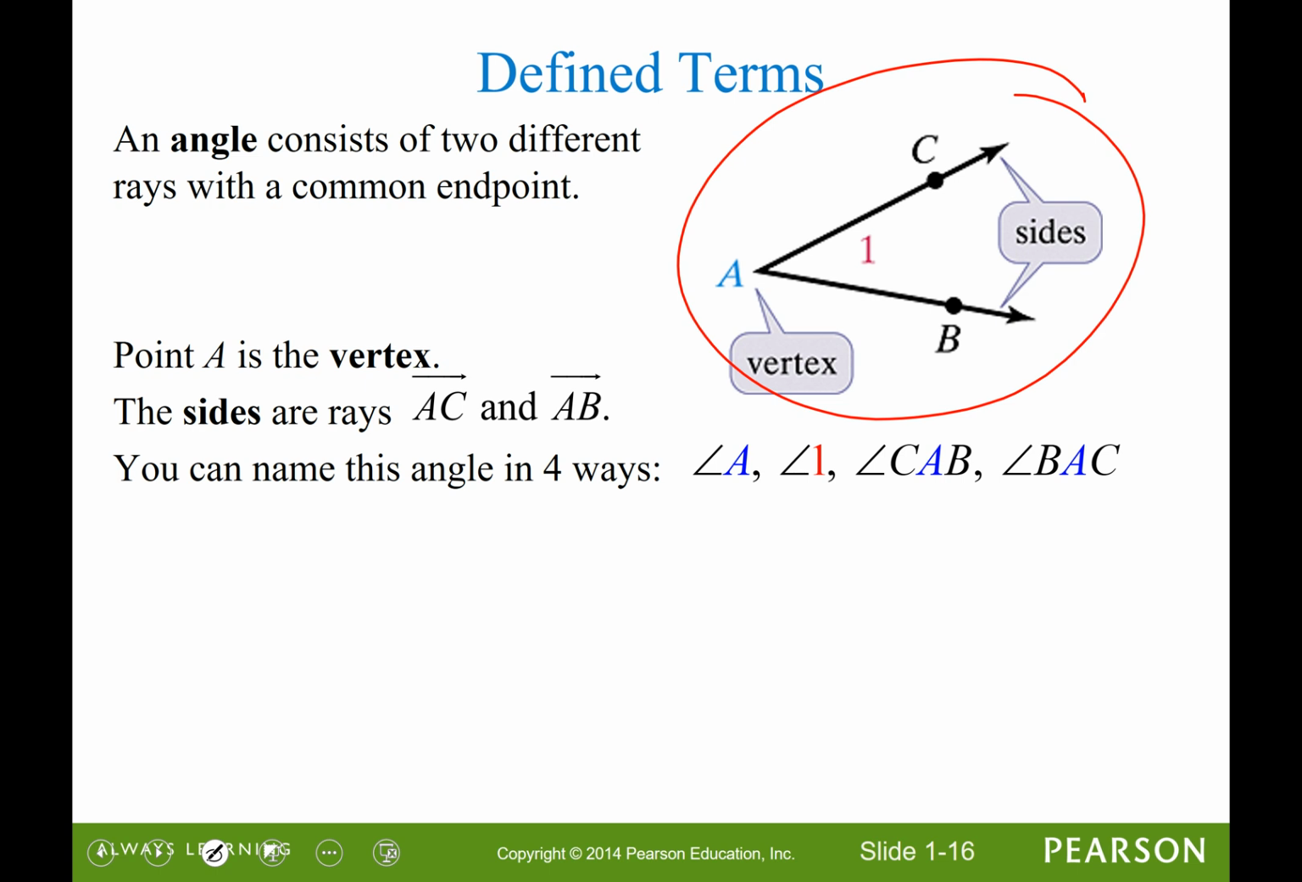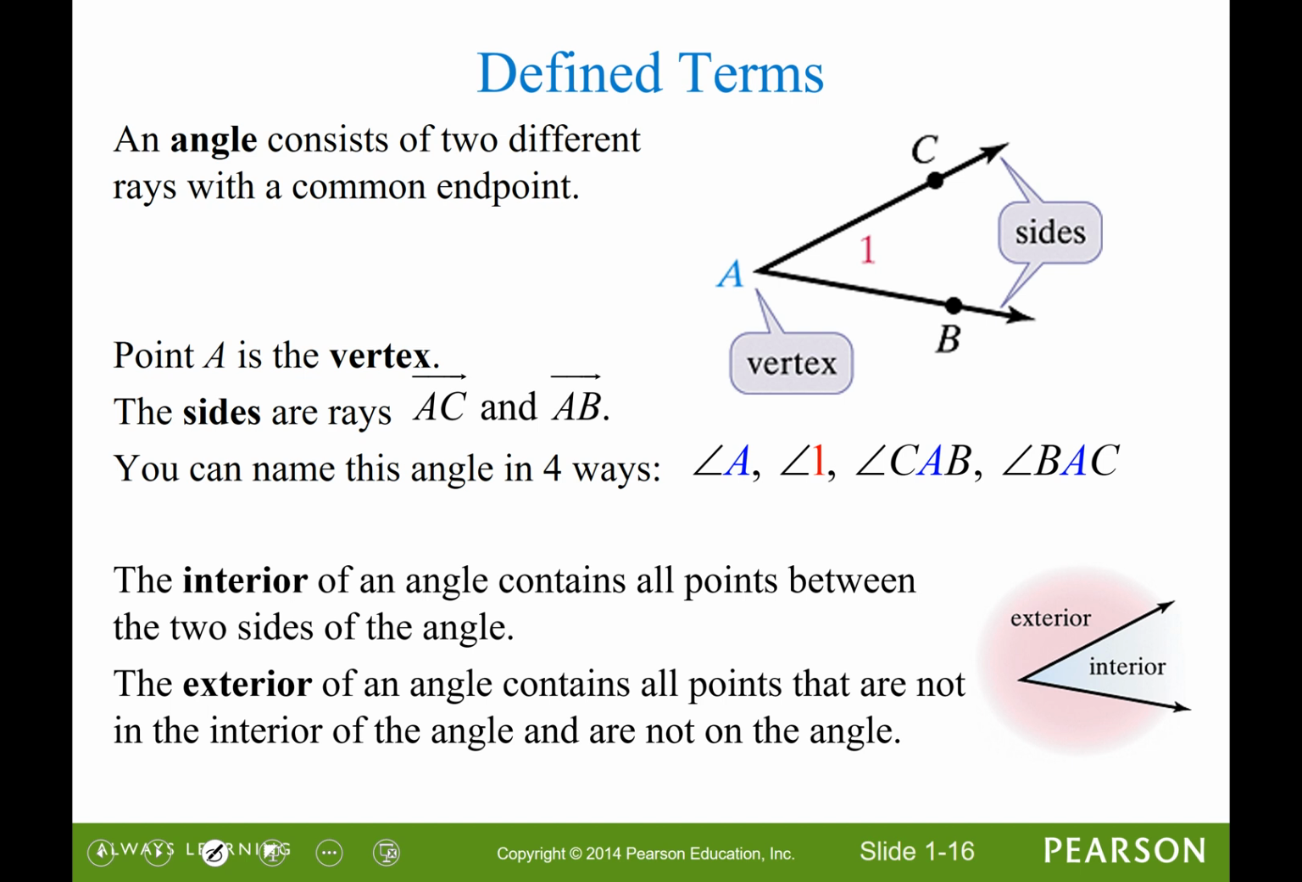You don't always have enough labels or information to name an angle in 4 ways, but if you do have enough, then there is a maximum of 4 different ways. Well, not max, because if we knew another dot right here, let's say that point was D, then you could name that angle DAB. One more thing I want to point out, in some texts you'll see the angle symbol have an arch through it like that. Same thing, just a different type of notation.